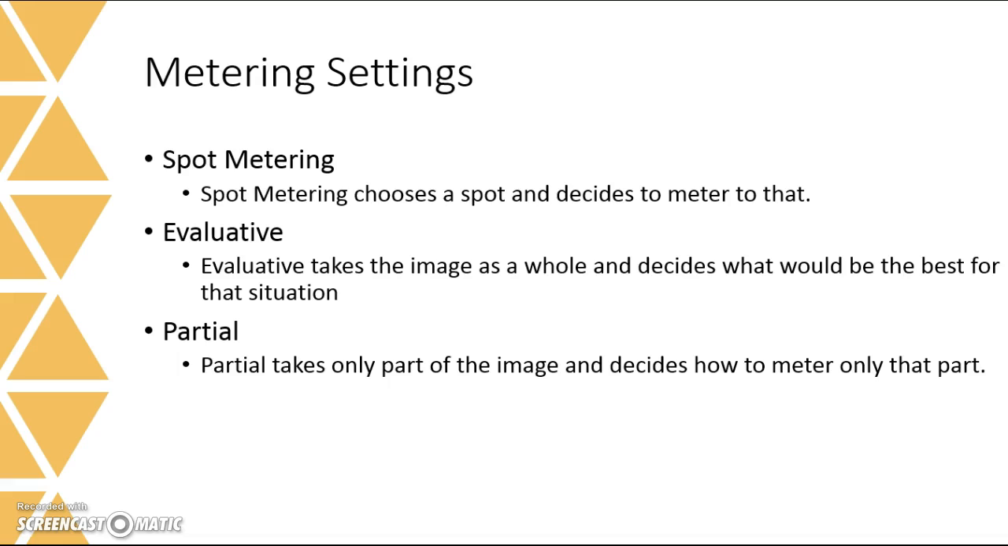There are 3 different metering settings. There's spot metering, which is when the camera or you picks a place where you want to sample the light from, and it'll tell you to meter to that. Evaluative takes the image as a whole and decides what's best for the image. While that sounds like a good idea, as I was saying before, when you are in a situation where it's got dark shadows and bright lights, you often will get not enough detail in either. Partial is kind of the same as evaluative, but it only takes half of the image and does the same thing.